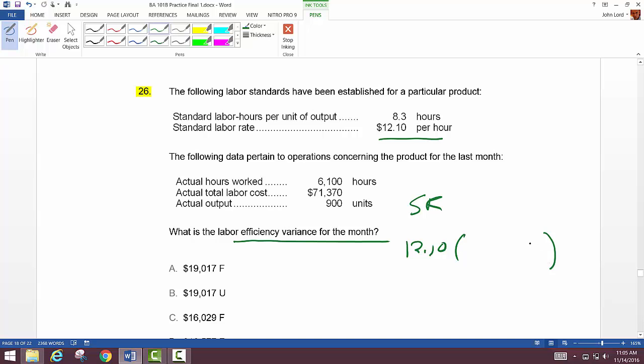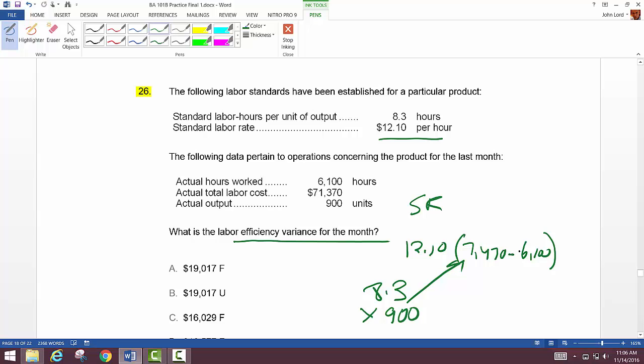Actual hours is 6,100 hours. Okay. 8.3. Multiply that times the 900 units. Did we do this one already? No? Okay. So 7,470, you say? Okay, good.